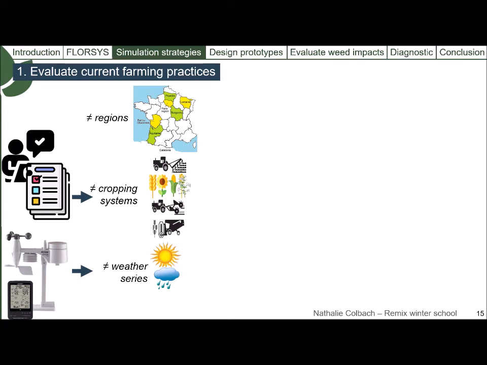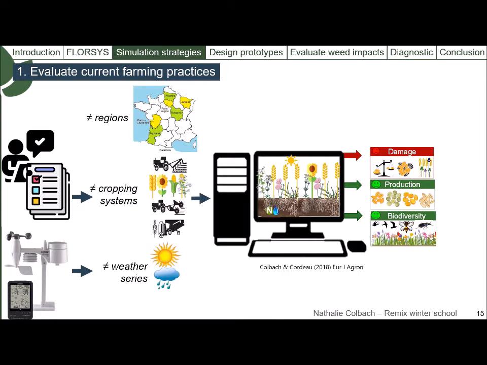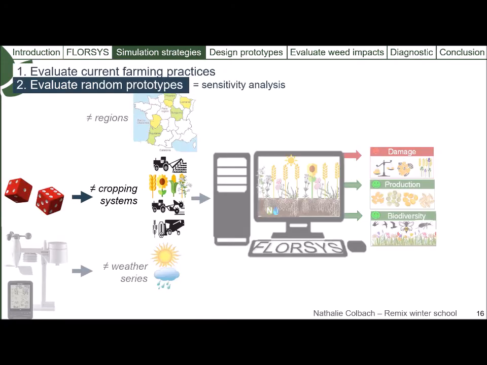Instead of evaluating current farming practices, we can also simulate prototypes, which are, for instance, based on random choices of cropping techniques. And this is the equivalent of a sensitivity analysis, where the aim is to identify the major levers for weed management.